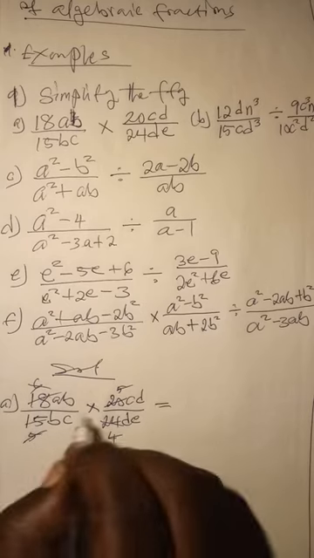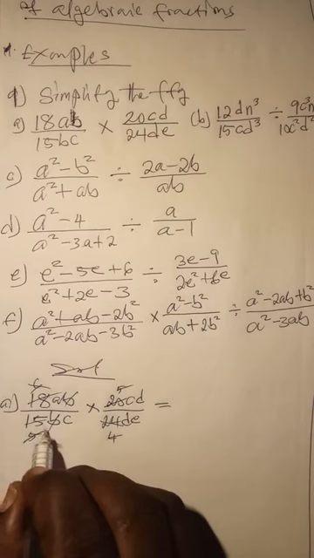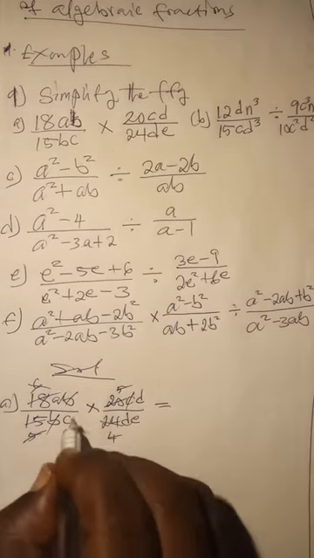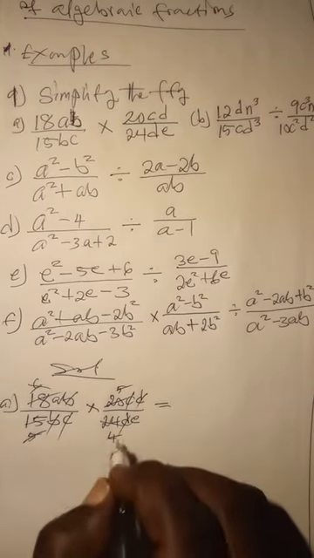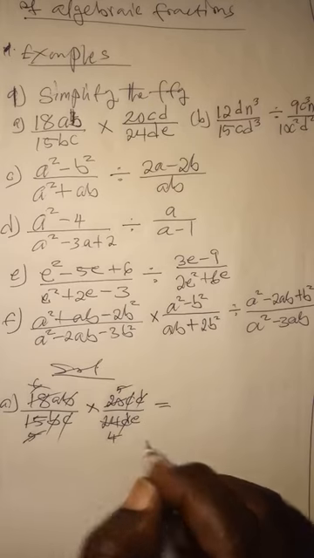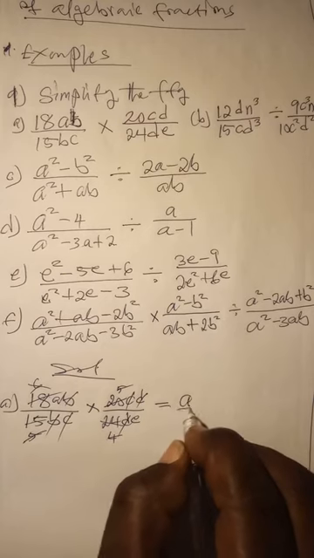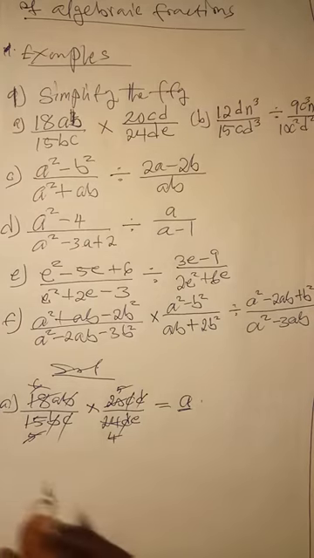So with the letters now, b can cancel out b. And then a cannot cancel out anything here. c can cancel out this. See? So what are we left with? d can cancel out. We are left with a as our answer. That's all. Our answer is simply a. That's the only thing left there. That's our final answer.